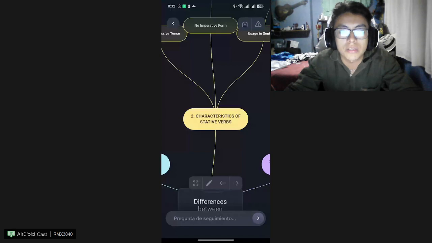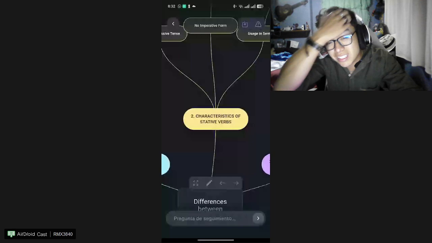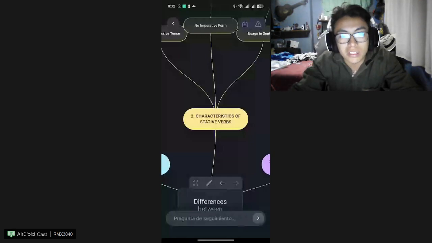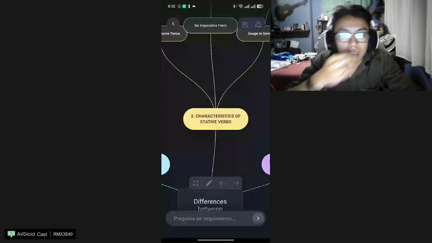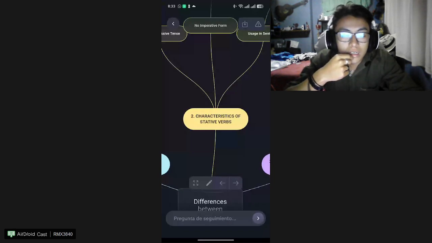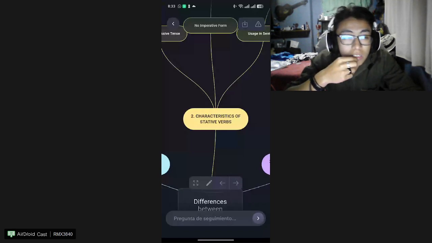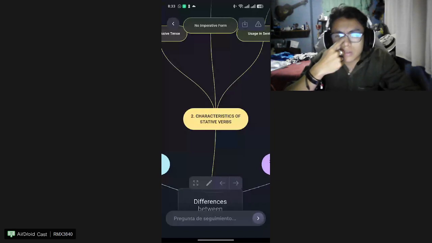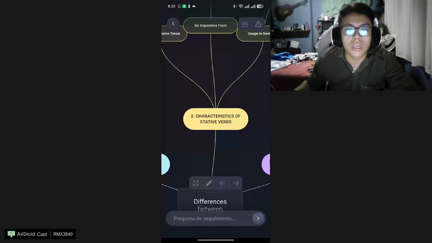I'm Dilan Espinosa, and today I'll be presenting a mind map that explores the key differences between stative verbs, like know, love or believe, and dynamic verbs, like run, eat, and talk. Through this visual guide, we'll break down their meanings, uses, and examples to clarify how they function in English.